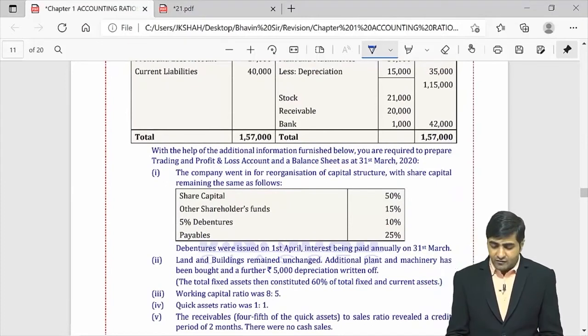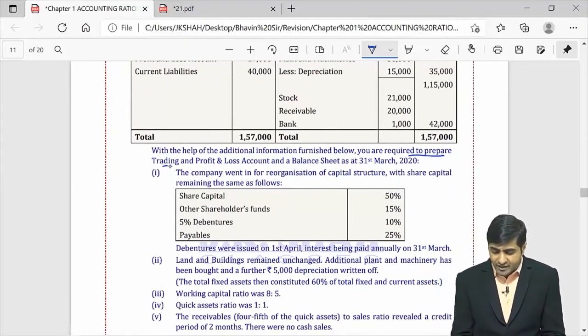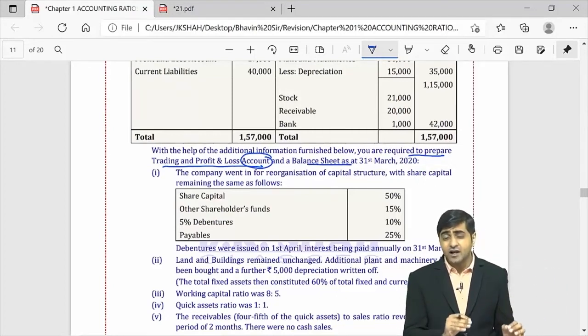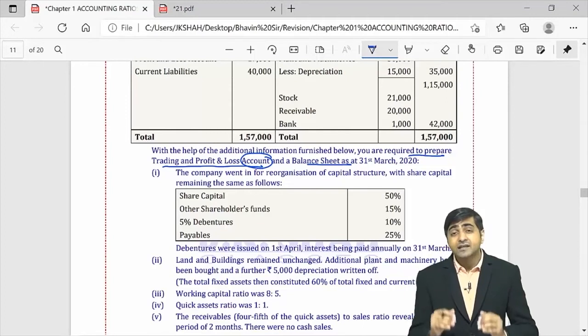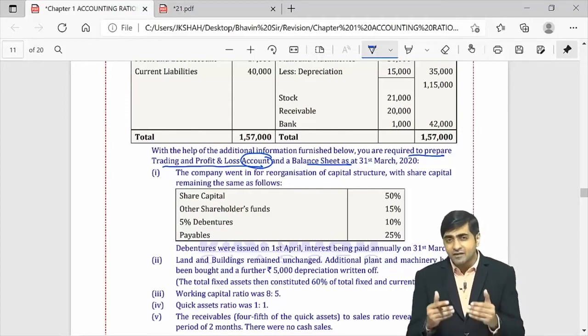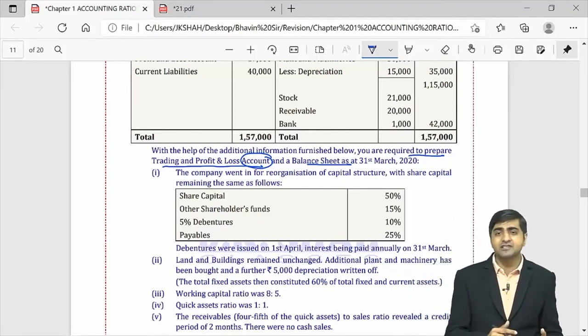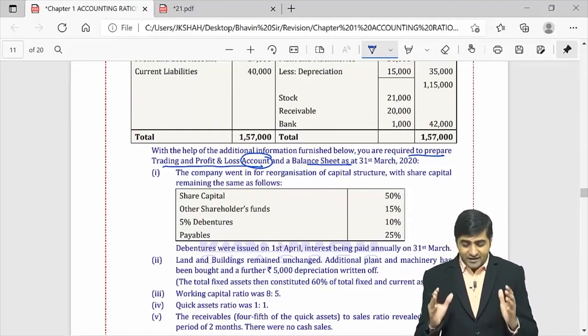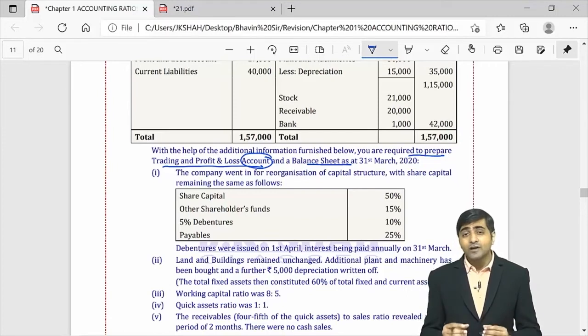Guys, here we are required to prepare the trading and profit and loss account and the balance sheet. So we have to prepare the trading and profit and loss account and the balance sheet, which means that now the set of ratios will be available. With the help of that, we have to prepare the financial statements, which means that now this will become your type 2 of questions. Okay, now in this case, how will you approach it?